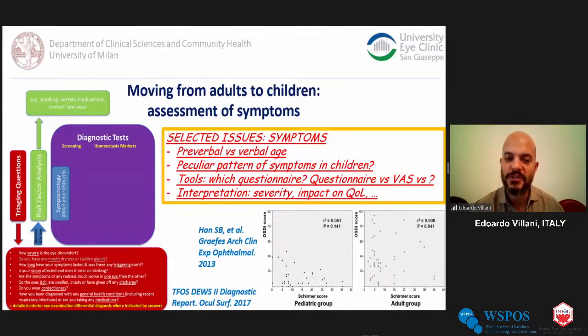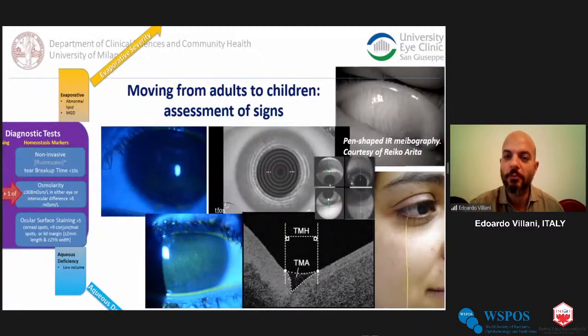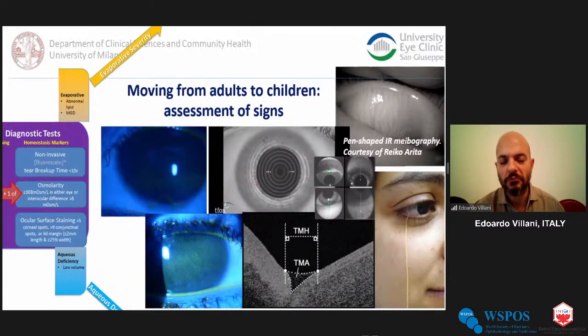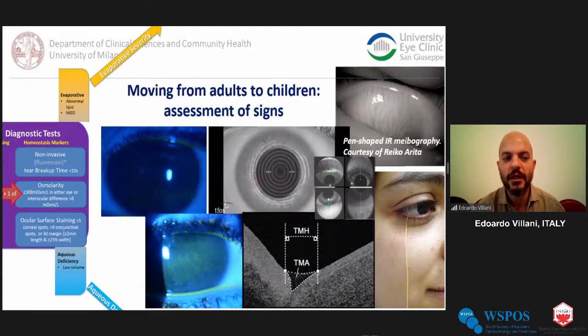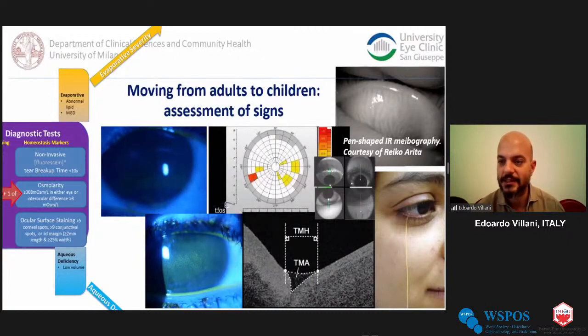Other problems are related to interpretation of symptoms. For example, several groups have demonstrated that mild to moderate chronic symptoms are usually underreported in children compared to adults. And things are even a bit more complicated looking at the assessment of signs. You know, we need to assess tear film instability, usually osmolarity in adults, ocular surface staining, tear film volume and secretion, and the meibomian glands.